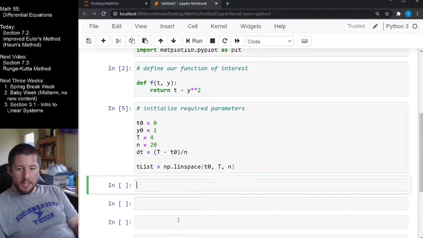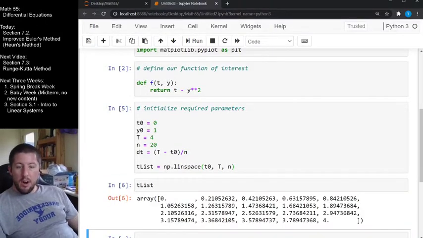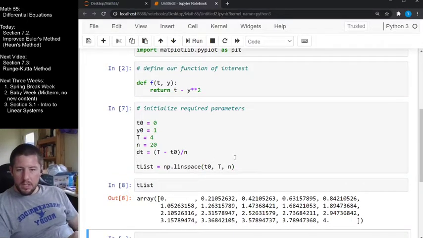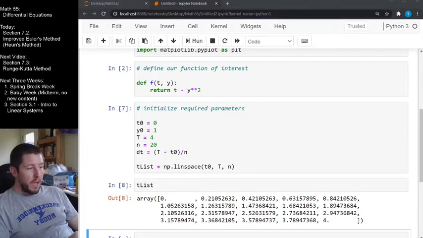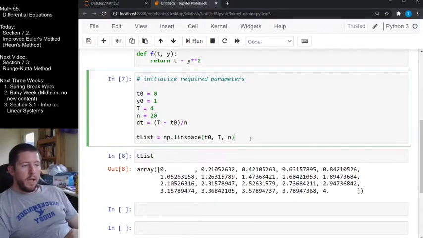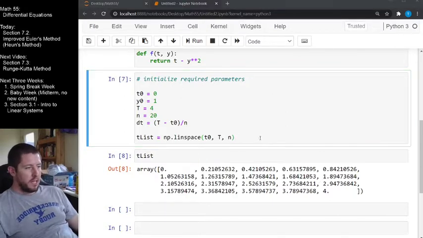Let's take a look at T list right here. Did I rerun this? Wait, do I only want to go... Okay, maybe we don't need that plus one. I did give myself a little bit of plus one confusion on this guy. This is fine. If we see some error come up in the future, we can come back and fix this. But I think that should be fine. A linearly spaced list with 20 different points going out to the final value four.